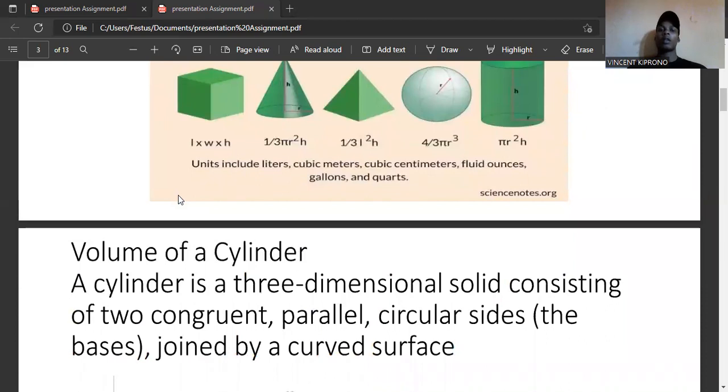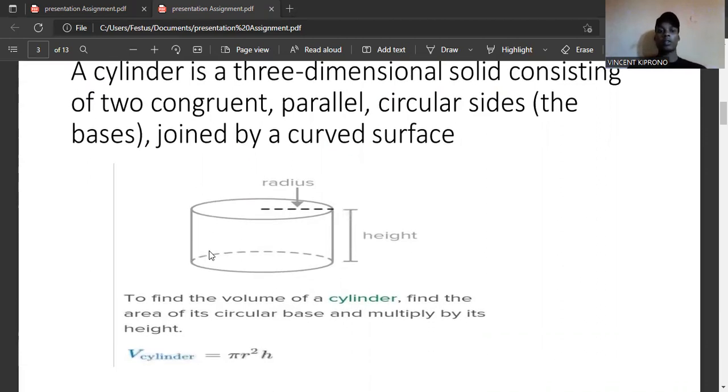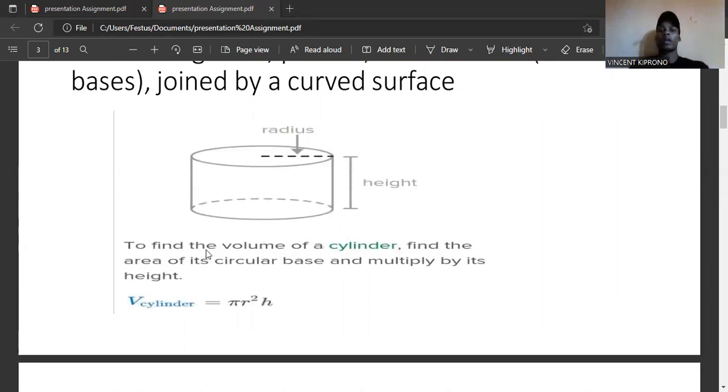Okay, and we know a cylinder is a three-dimensional solid consisting of two parallel circular sides, that's the base, joined by a curved surface. Okay, for the example here, we have a sample of a cylinder. A cylinder has a radius, that's R, and a height, which is abbreviated by H. So we are going to look at how to find the volume of a cylinder.